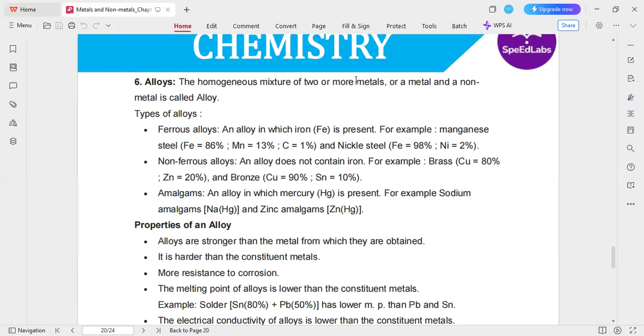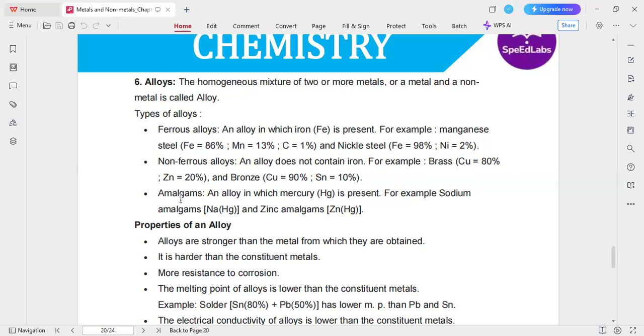Types of alloys: we have ferrous alloys. Ferrous alloys are alloys in which iron is present. For example, manganese steel contains iron 86%, manganese 13%, carbon 1%. Nickel steel: iron 98%, nickel 2%. Non-ferrous alloys do not contain iron. For example, brass: copper and zinc, copper 80%, zinc 20%. Bronze: copper 90%, tin 10%.